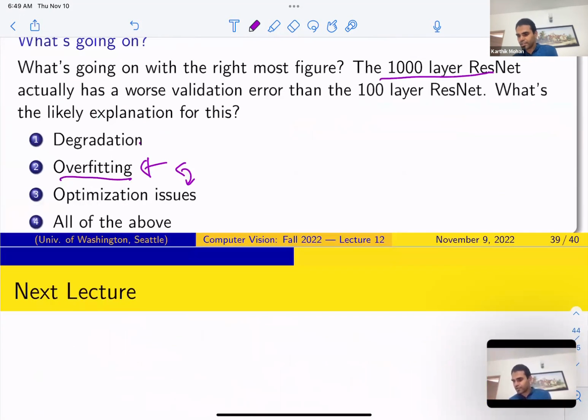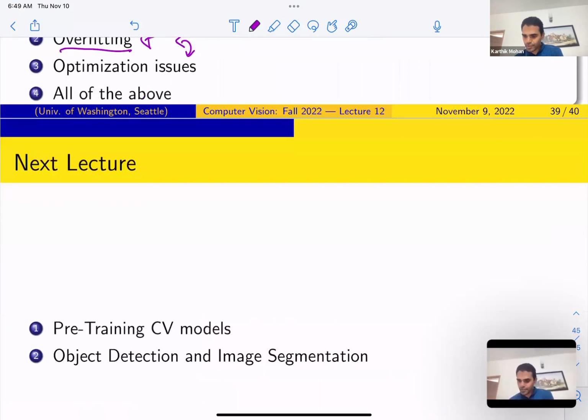All right, so we'll stop here for the day. In the next lecture, we'll look at pre-training CV models, and we'll move into object detection and image segmentation, which is our next topic in computer vision.